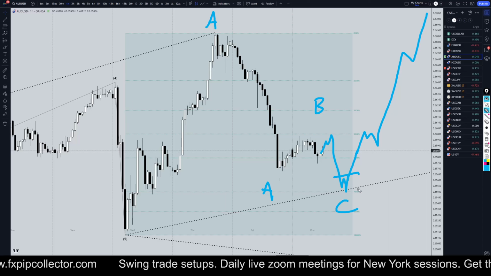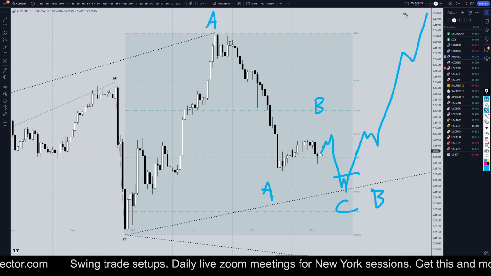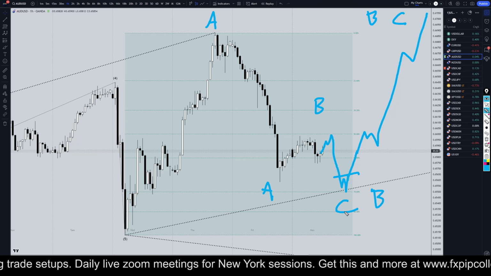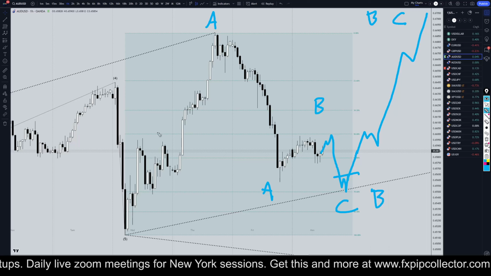I still think this is likely an A, this is a B, and that we're going to go up for a C, probably an ABC of wave B, just like what I was showing on the 4 hour time frame.